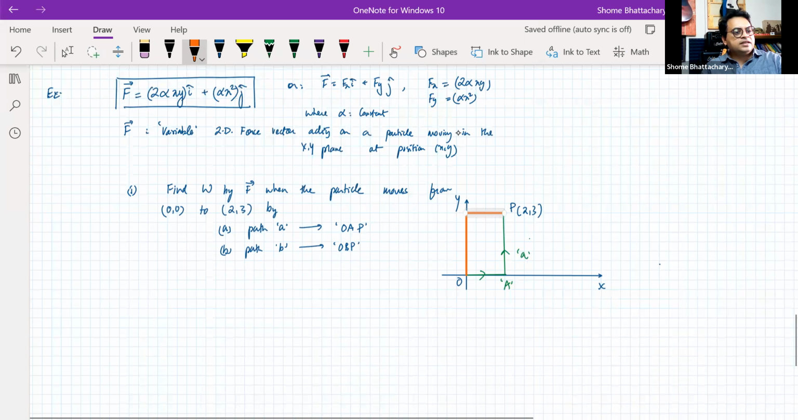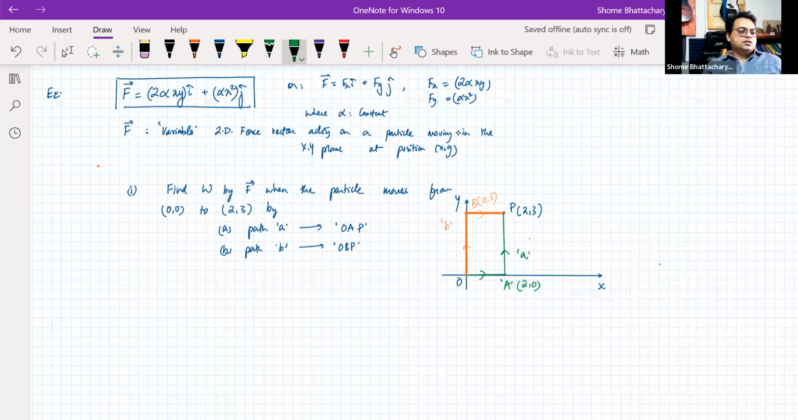Let us say this is the second path that we are talking about. This is the B path, where it is going to this point B, which is (0, 3) first, and from there it is going to the point P, which is (2, 3). Whereas in my first path, it was going to this point A, which is located at (2, 0), and from there it is going to P. This is path A, this is path B.